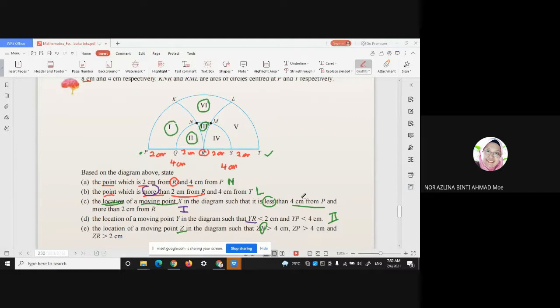Okay, next. ZP, for this equation, we have 3 information, so I use 3 colors. ZP greater than 4 means from point P greater than 4. This is P. Greater than 4, so this is 4 cm and this is the curve. So greater than 4 means outside, can be 3 or 6 only. Here, no need to look at 1 and 2 anymore. So we just look at 3 and 6 only. And ZR, I use another color, let's say blue color.